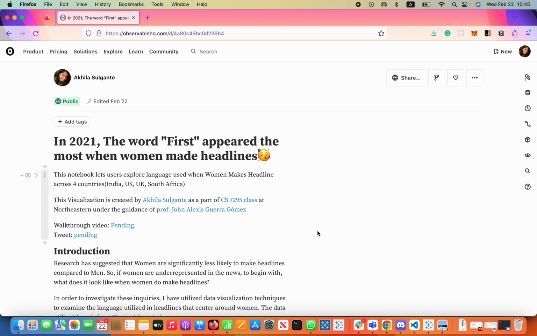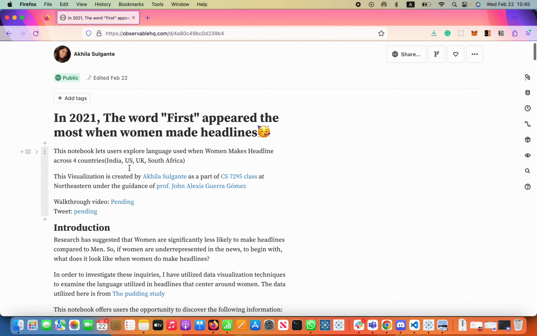The dataset initially had records from 2010 to 2021, but I pre-processed the data to consider only 2021. This notebook interests my curiosity as women barely make headlines, and if they do, what theme is it mostly in? I'm going to give a walkthrough of this notebook and how to use it.